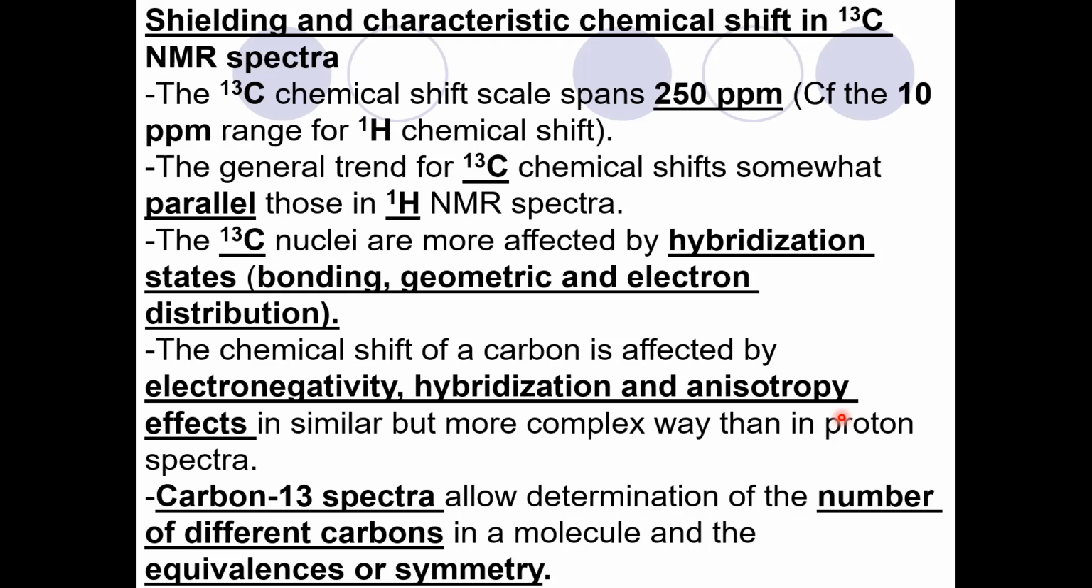Shielding characteristics of carbon-13 NMR. The chemical shift range for carbon-13 is broad, spanning more than 200 ppm, while in the proton NMR spectrum we have a scale of about 10 ppm. Therefore, as we said before, signal overlap is difficult in this case.